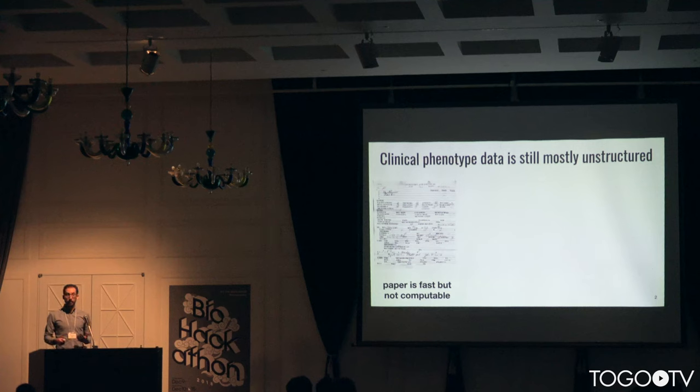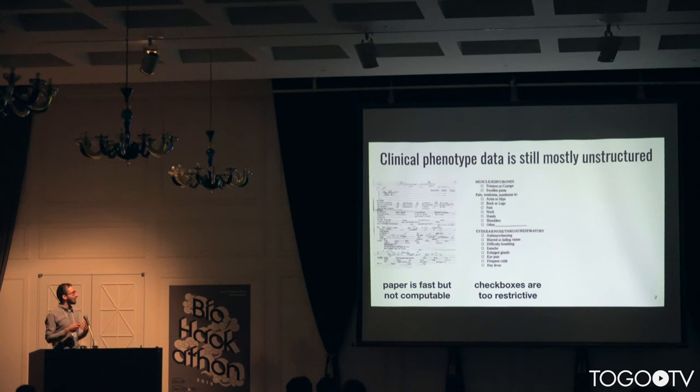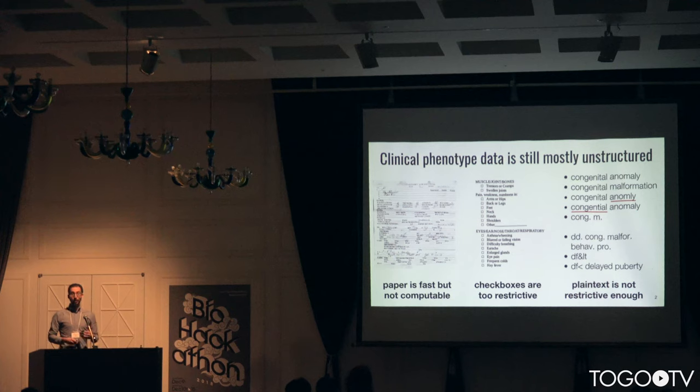A lot of clinics and researchers still use paper. This is obviously not computable at all. Increasingly, checklists and things like that make the information that's being collected more structured, but this is very restrictive. It's usually at a very large granularity, high-level terms, and they fall back to other text boxes for additional information. When we start collecting unstructured text, this is not restrictive enough.